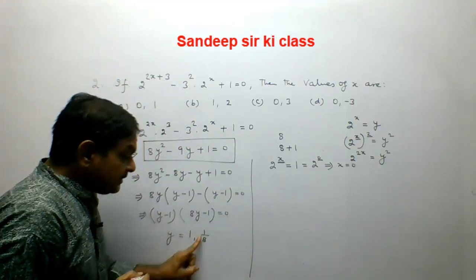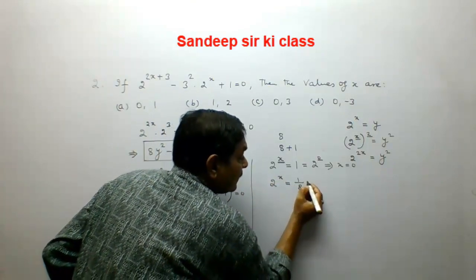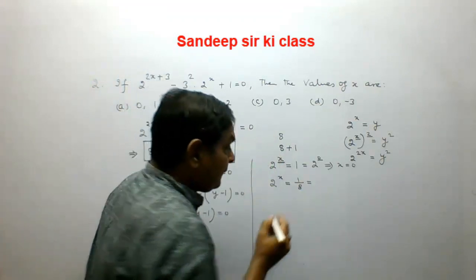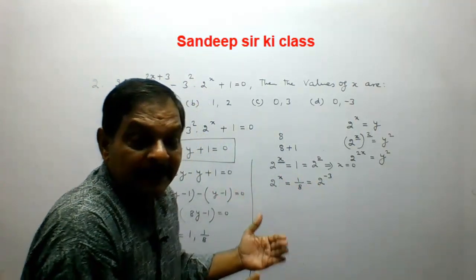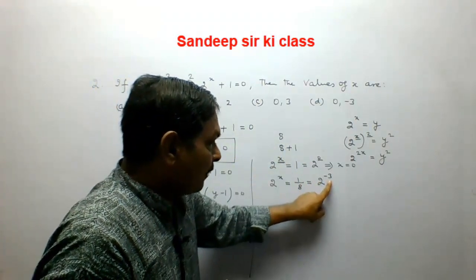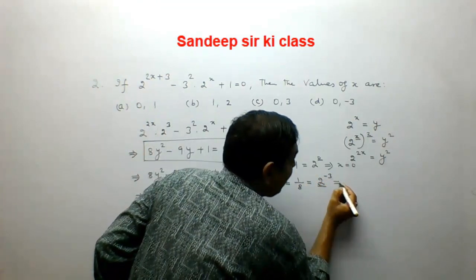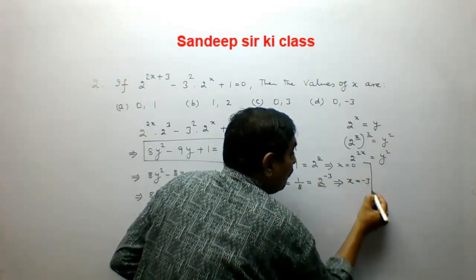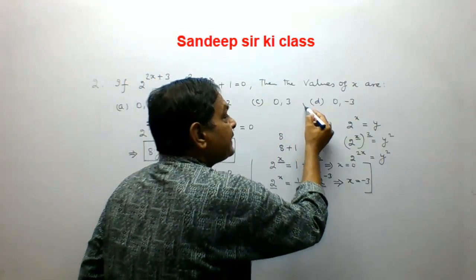Now y is equal to 1 upon 8 means the second value will be 2 raised to the power x is equal to 1 upon 8. This can be written as 1 upon 2 raised to the power 3, because 8 is 2 raised to the power 3. So it can be written 2 raised to the power minus 3, because when 2 raised to the power 3 goes to the top, the power will be negative. Again the base is the same, so powers will be equal. So I obtain another value of x, which is x equal to minus 3. Two values of x are obtained, 0 and minus 3. So here option D is correct.